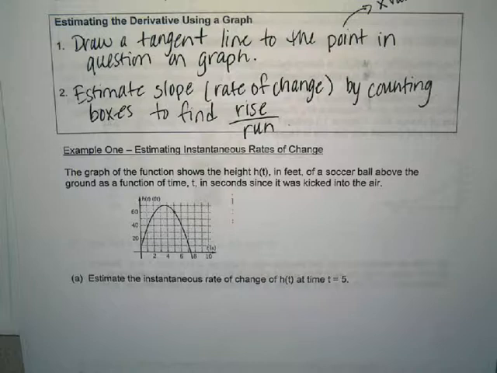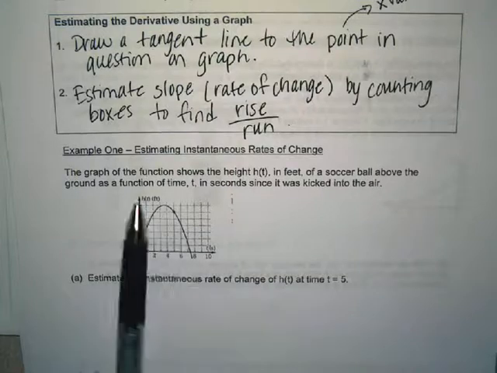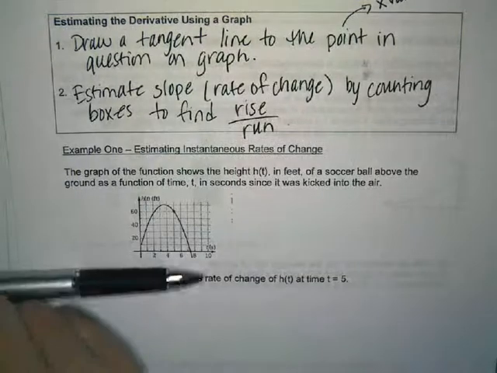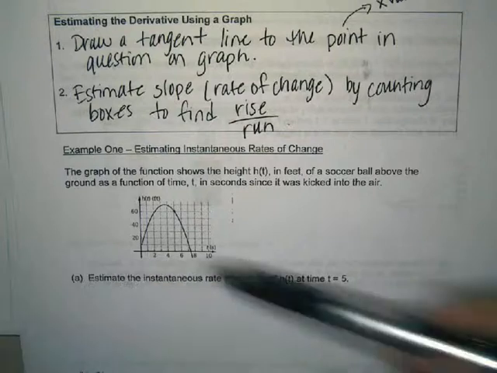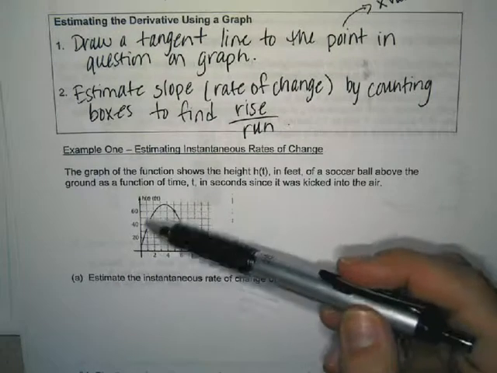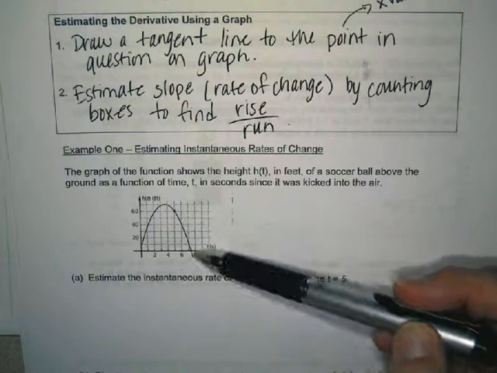Okay. So we can see that it's decreasing. So let's talk about this a little bit. It's decreasing, which means what's happening with the ball? Going down. It's going down because the height is decreasing.